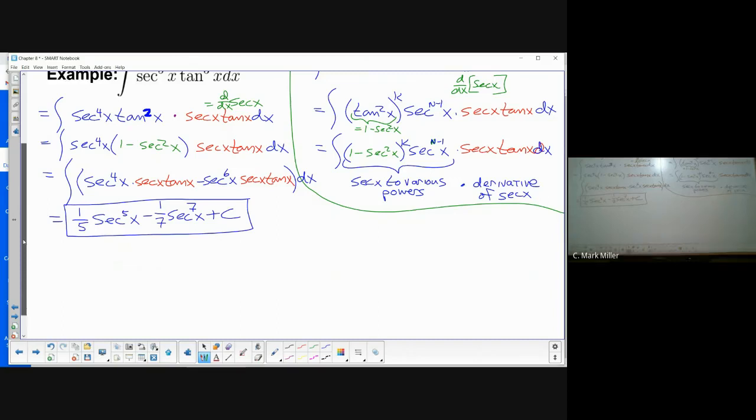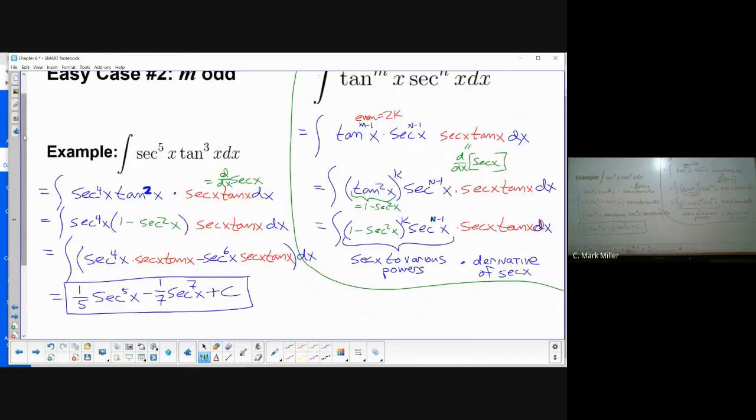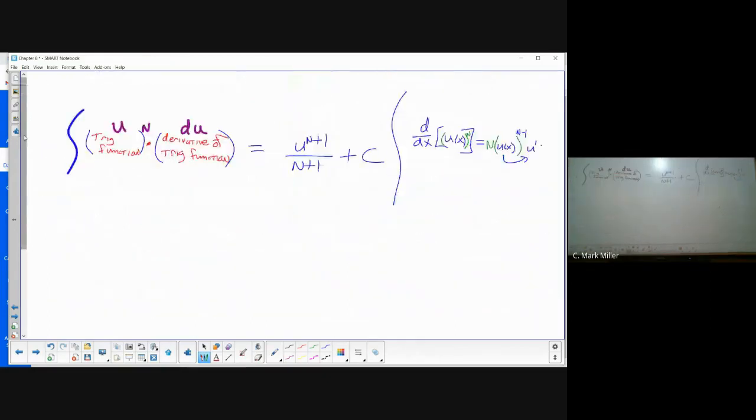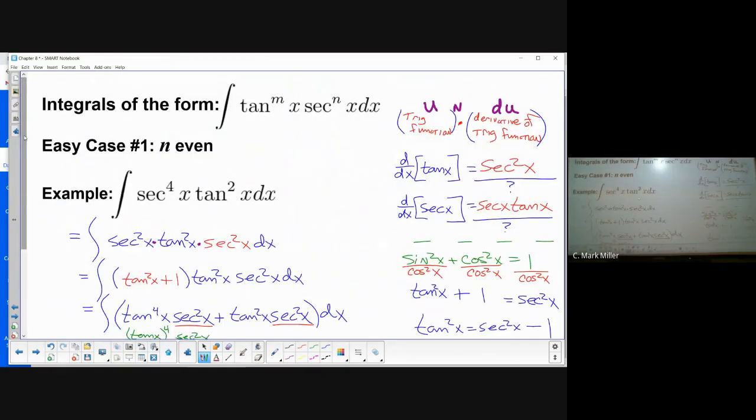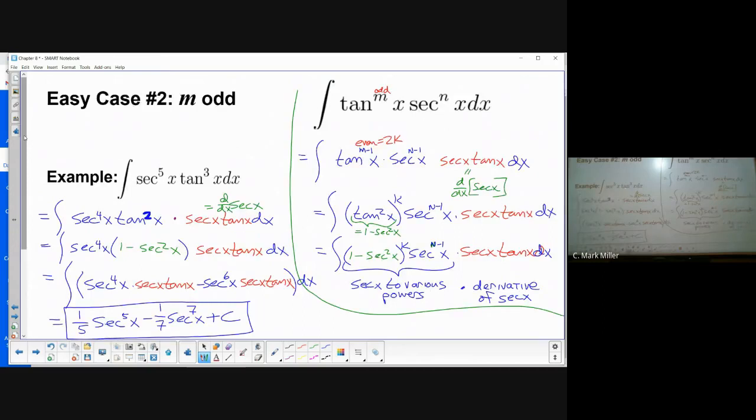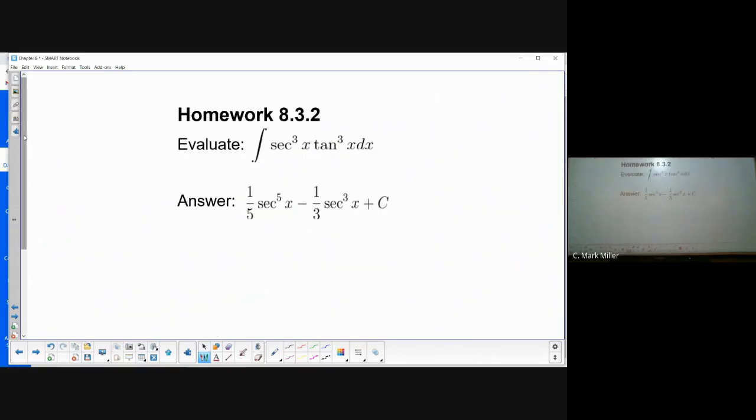So those are the two cases. If you have secant to an even power, that was the last case. Secant to an even power, you peel off a secant squared. Tangent to an odd power, you peel off a secant tan. Secant tan. There's some love for next time.